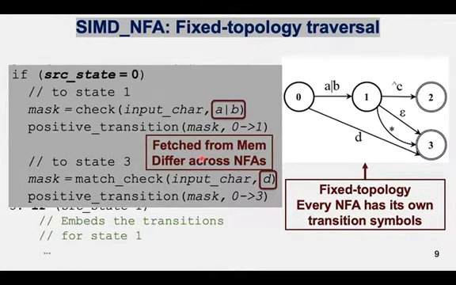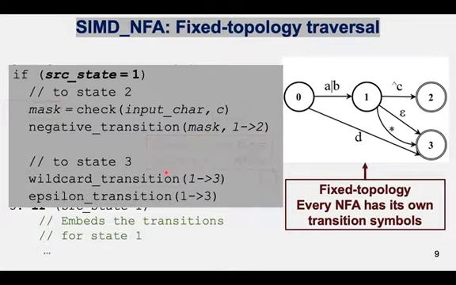Since each SMD lane handles 32 NFAs, the check function will generate a mask of 32 bits. The corresponding bit will be set to 1 if the input symbol matches the transition symbol of the related NFA. The mask is then used in the second function, positive transition, which updates the state vectors of 32 NFAs. Due to our state vector layout, the memory access here is regular and contiguous. For the transition to state 3, we see there is also a positive transition embedded.